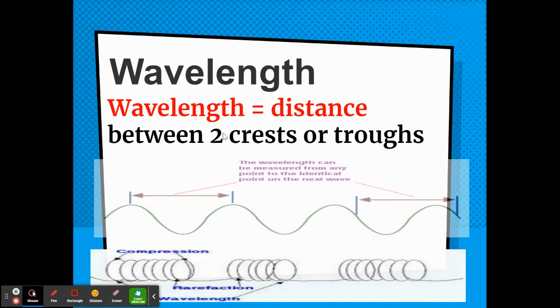Wavelength. Wavelength is the distance between two crests or two troughs. So a transverse wave, this is your wavelength here from one crest here, or you could do two troughs, okay? But then for your longitudinal wave it is between compression to compression.